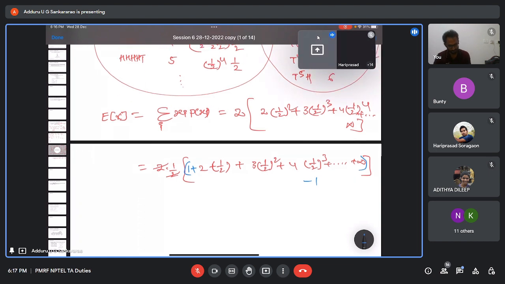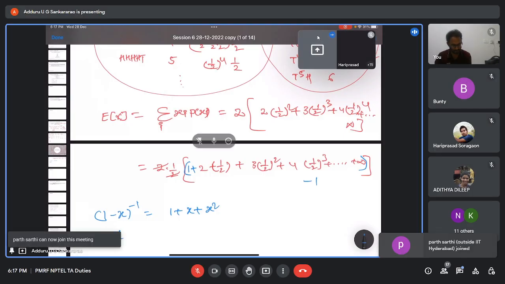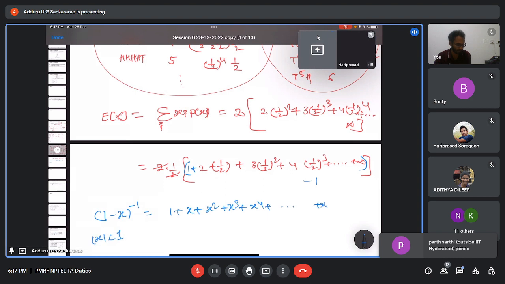Why I have added like this: you might know these expansions, 1 minus x whole power minus 1, binomial expansions. When mod x is less than 1, what is the expansion? Hope you know this. 1 plus x plus x square plus x cube plus x power 4 plus so on up to x power n up to infinity. This you know, I guess.